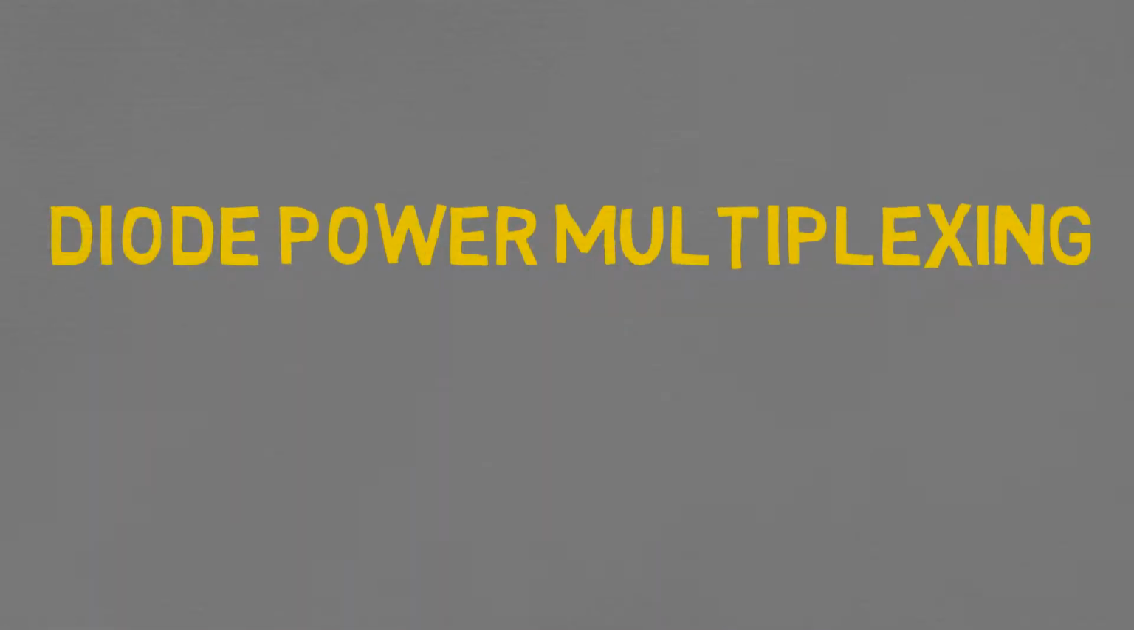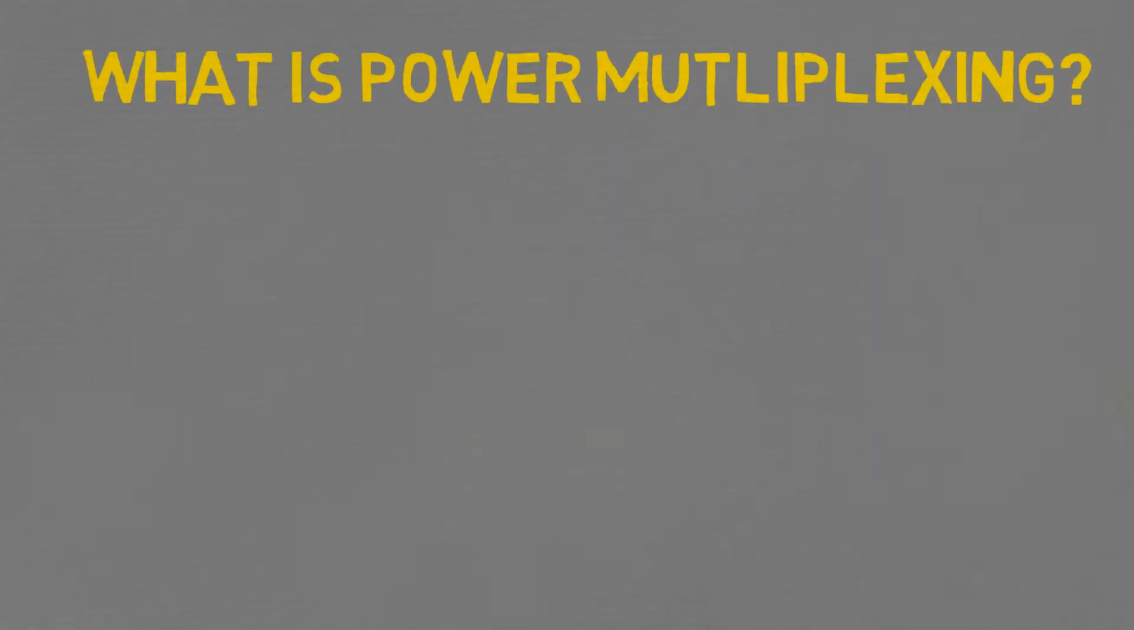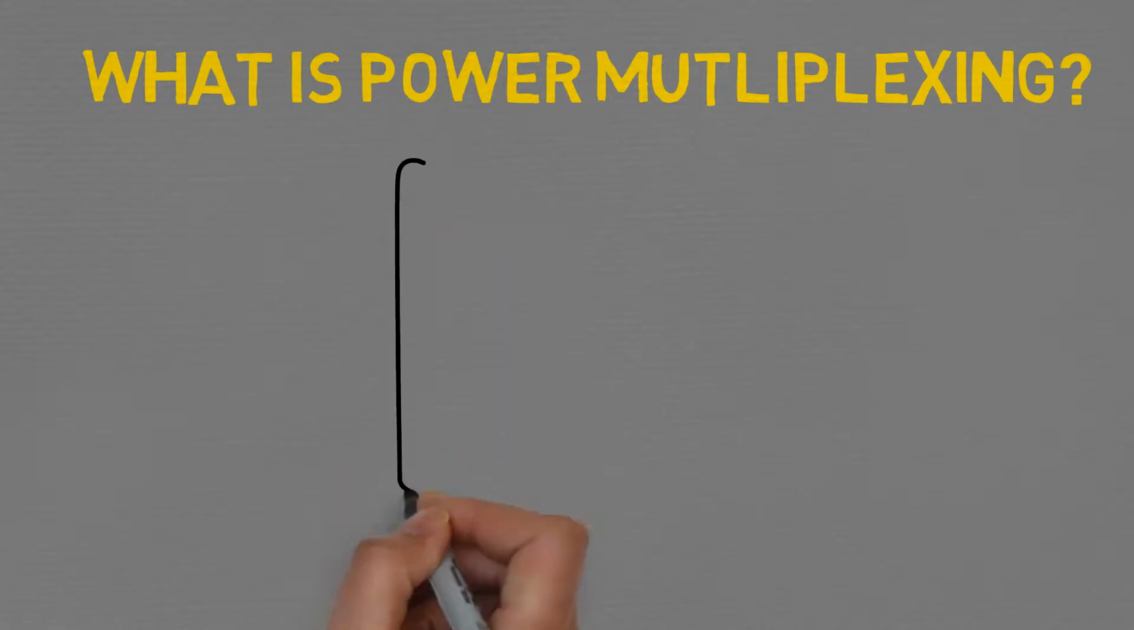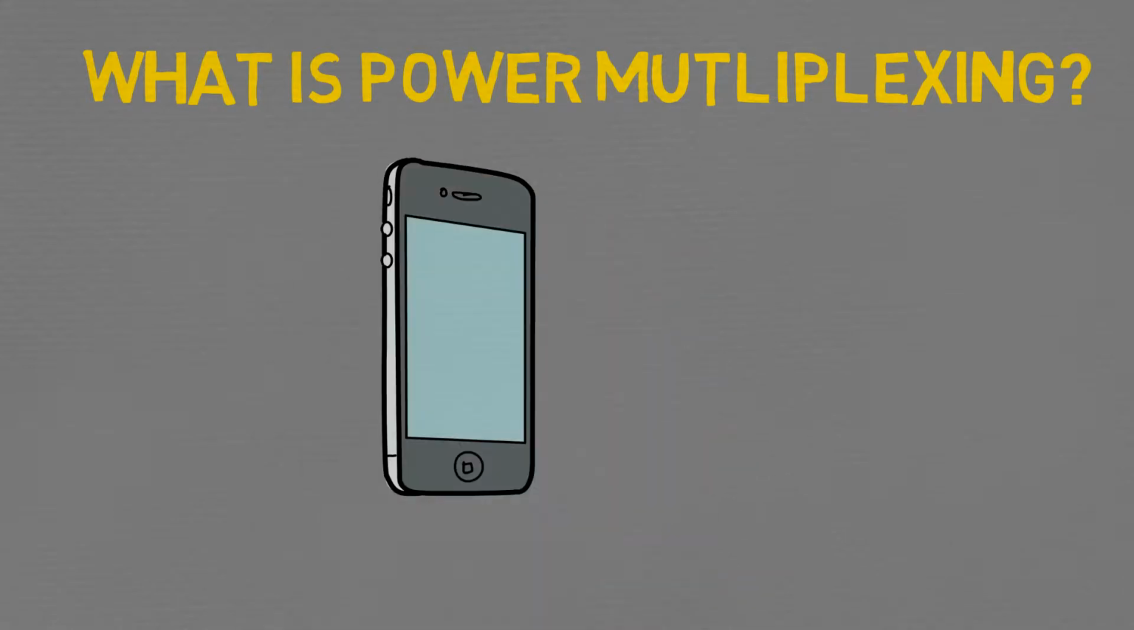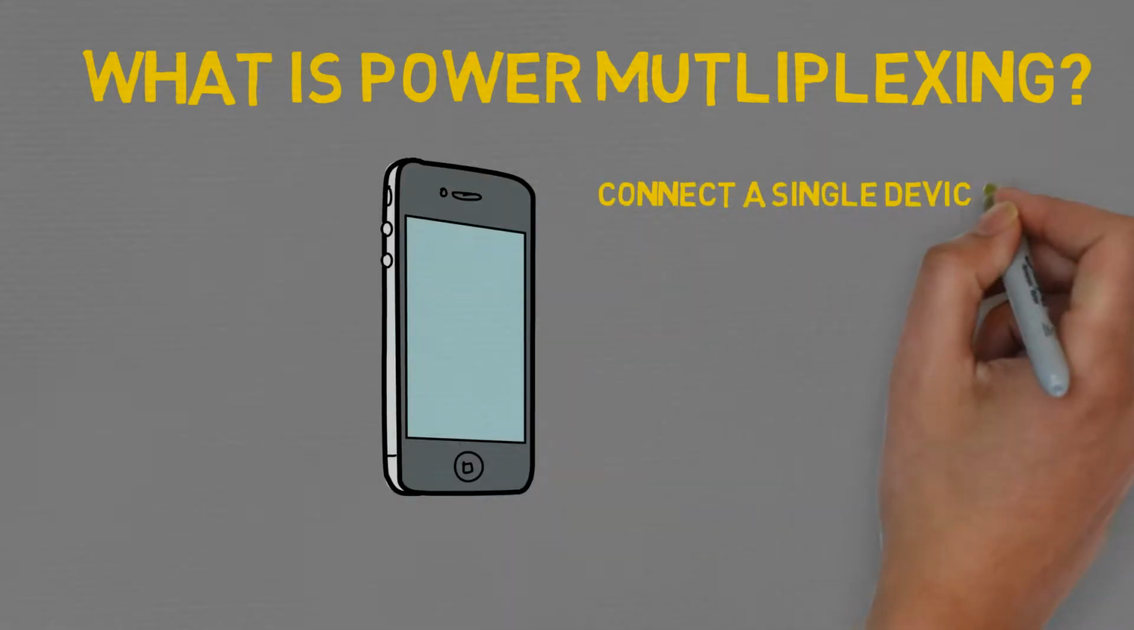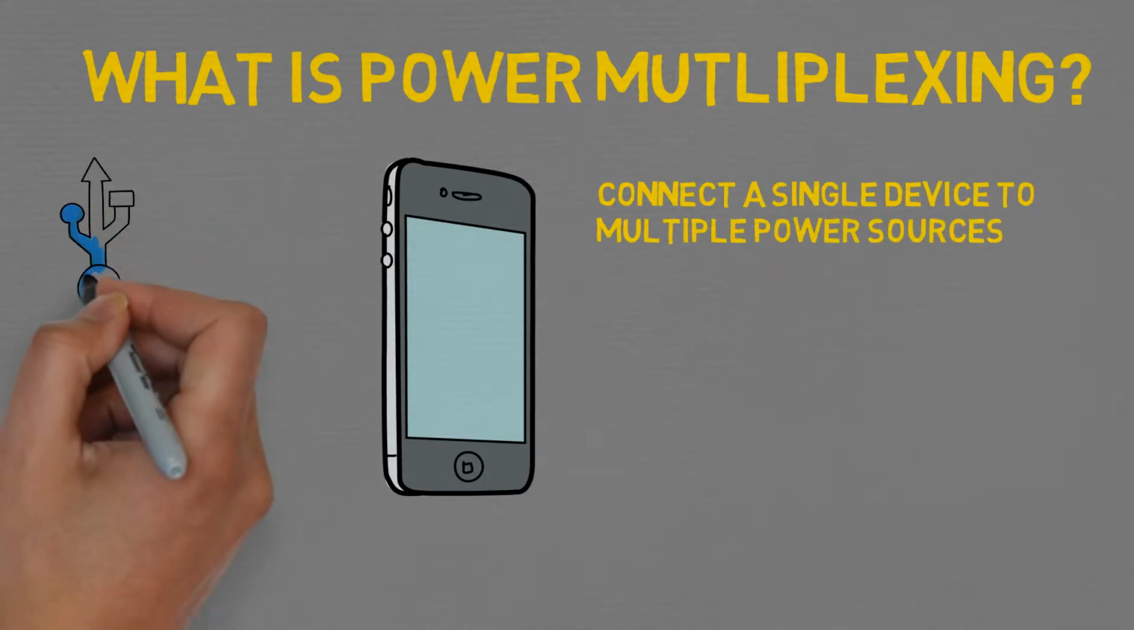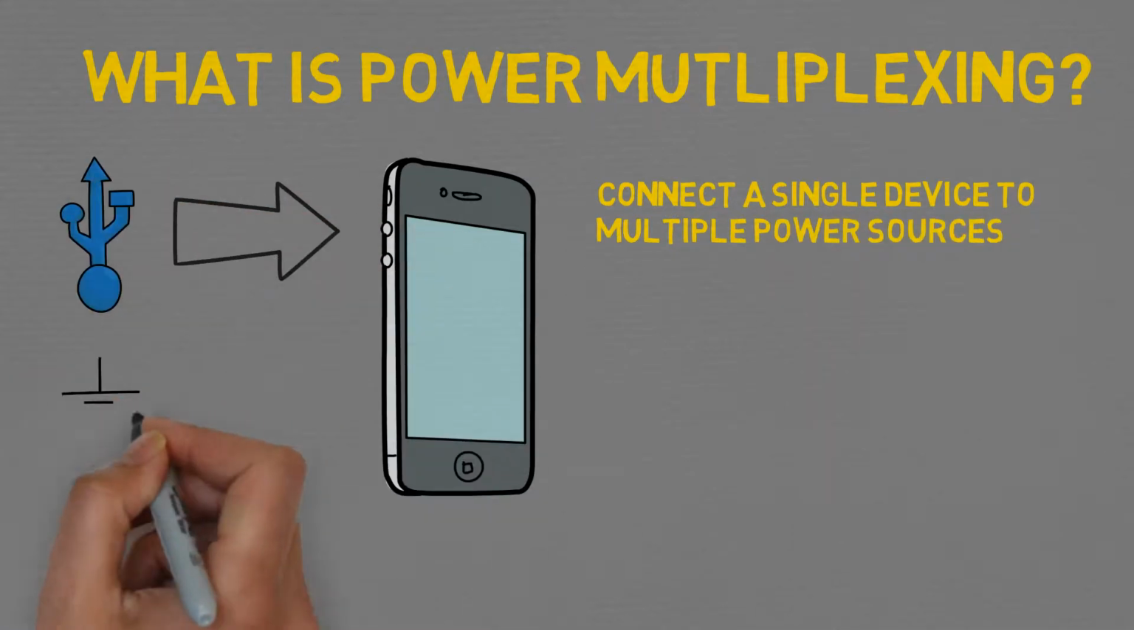Diode Power Multiplexing. What is power multiplexing and when would you want to use it? Power multiplexing is used on almost every modern electronic device and is basically used to safely connect the device to multiple power sources. For example, a cell phone can get power from either USB or battery.